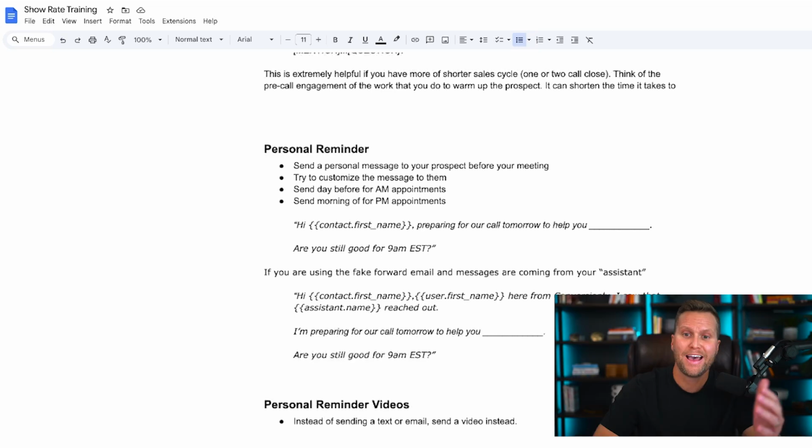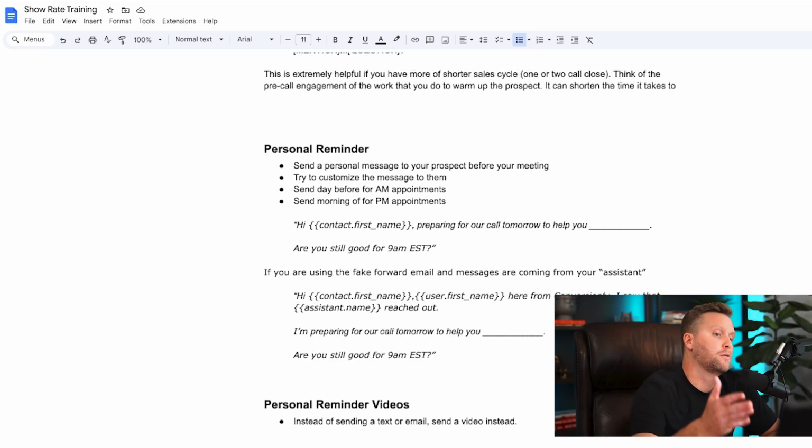We've added in a script that you can use. Hey, contact first name, preparing for our call tomorrow to help you X. So this is another thing that you can add in, reminding them why they're going to show up to the call, to help you solve X, Y, and Z problem, to help you get X, Y, and Z solution. So remind them. Are you still good at 9 a.m. EST? Do not write out 9:00 space capital EST, because that seems as if it is automated, right? So write 9 lowercase a.m., maybe even lowercase EST. You want to seem like this is coming from a personal message, like it's coming from an individual, not some automation, right? Now, if you're using the fake forward message, make sure that this is coming from your assistant, right? So we've added in a script there that you could tweak a little bit.